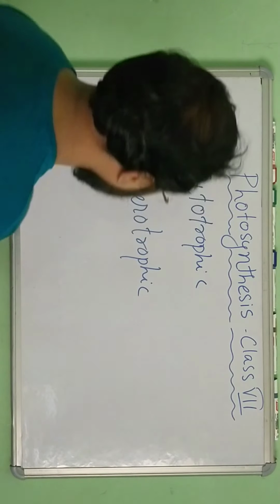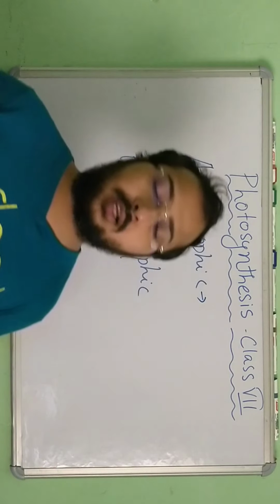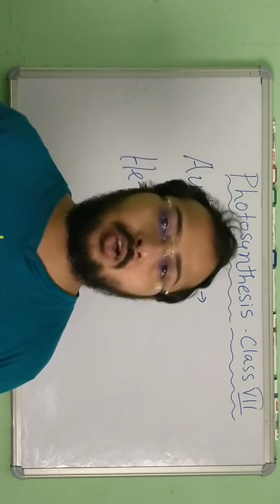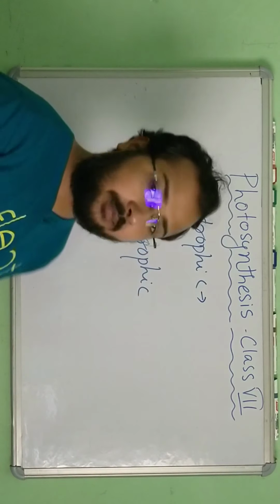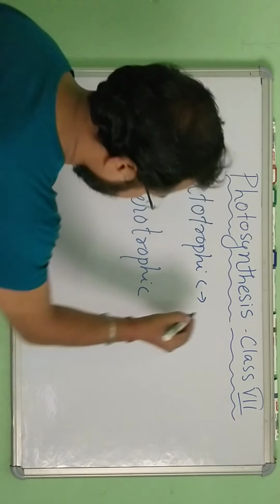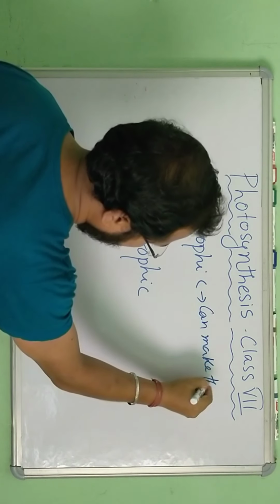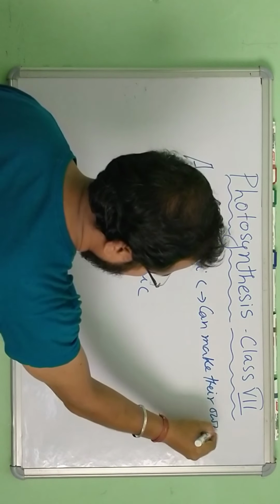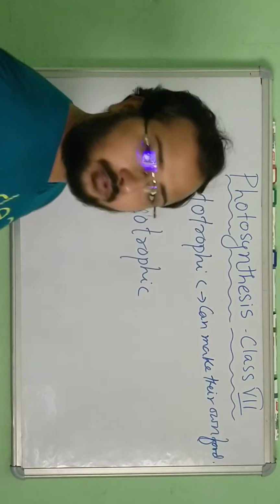So autotrophic, we know that it's a mode of nutrition where organisms can make their own food, right? They can make their own food. So they are not depending on other organisms for the food.